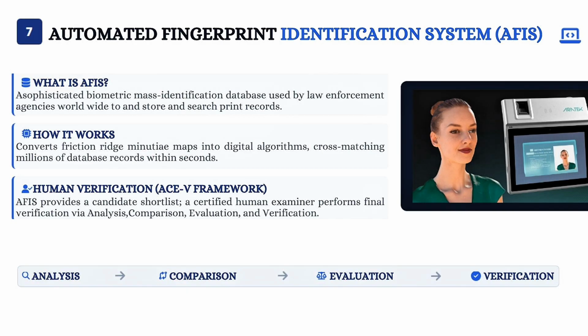In modern forensics, we rely on AFIS, the Automated Fingerprint Identification System. It converts pixel ridge maps into digital algorithms, cross-matching millions of database records in just seconds. However, final confirmation still requires a certified human examiner using the ACE framework: analysis, comparison, evaluation, and verification.